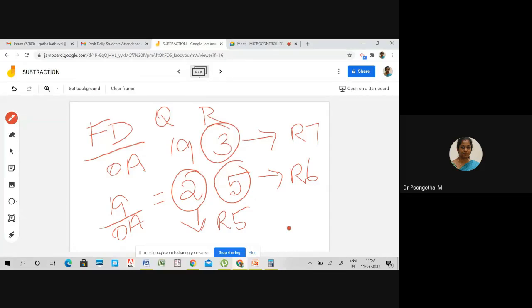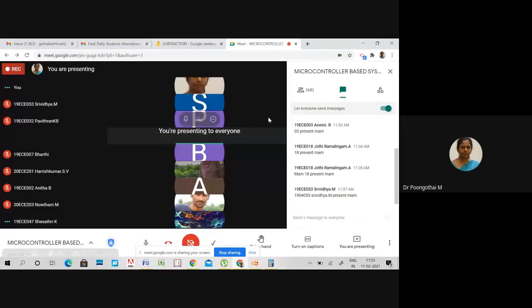What is the answer? If you have completed, you can enter your code in the chat box. Put your code in the chat box, so everyone can see that.